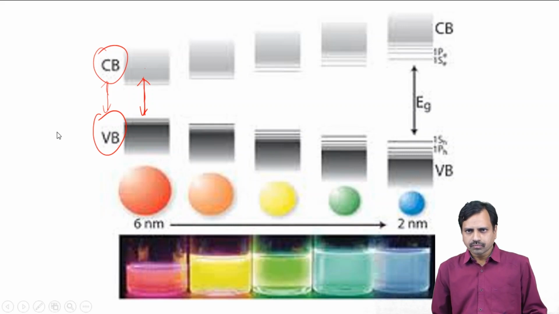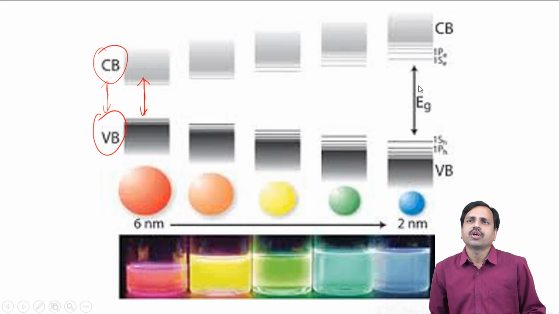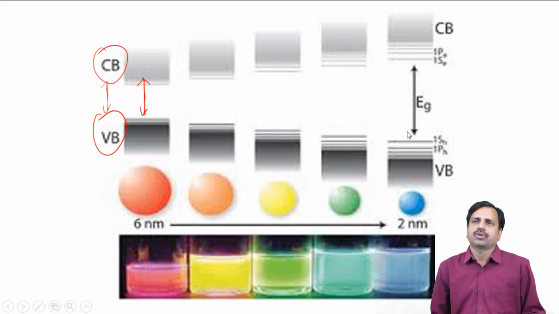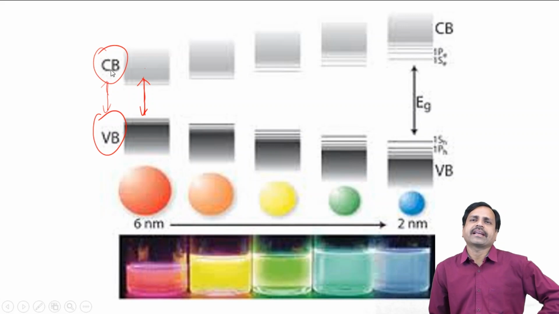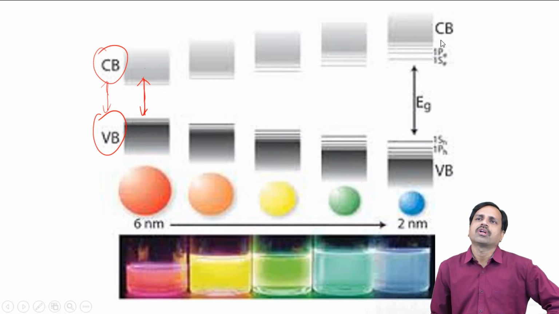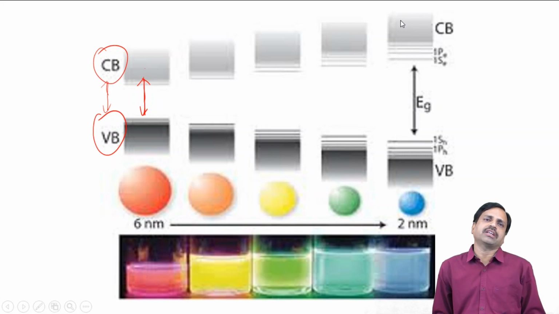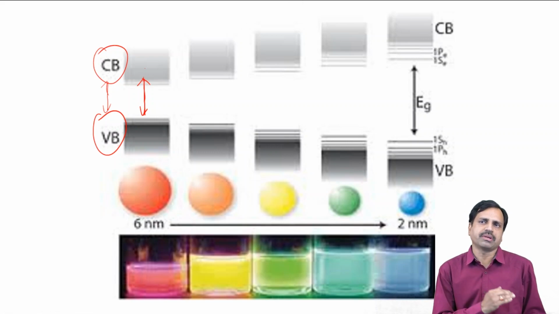We can see the huge band gap here. When the particle is brought down to 2 nanometers, there is a huge gap between the valency band and conduction band, meaning the energy gap is more. When the energy gap is more, it is considered a very good semiconductor. The properties of the semiconductor depend upon the energy band gap. As the band gap is more, it is considered a very good semiconductor.